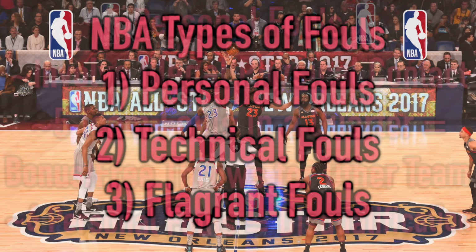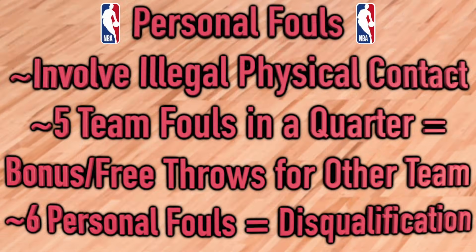Starting off with personal fouls, these are fouls that involve illegal physical contact between players. They don't automatically result in free throws for the other team unless the player who was fouled was in the act of shooting or if his team is in the bonus. Essentially, once a team commits their fifth personal foul in a quarter, then the other team is in the bonus and they'll shoot free throws for every personal foul until the end of the quarter. Also, if a player commits 6 personal fouls throughout a game, they're automatically disqualified.